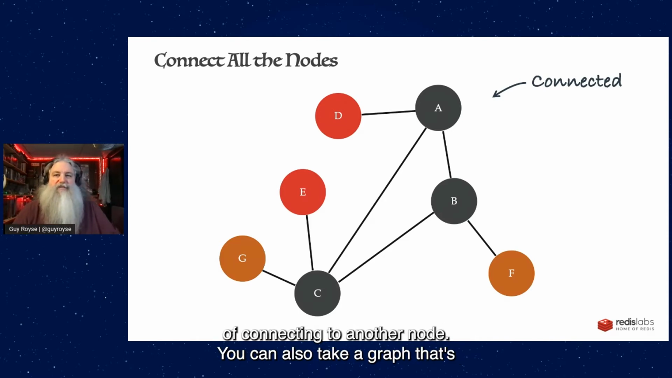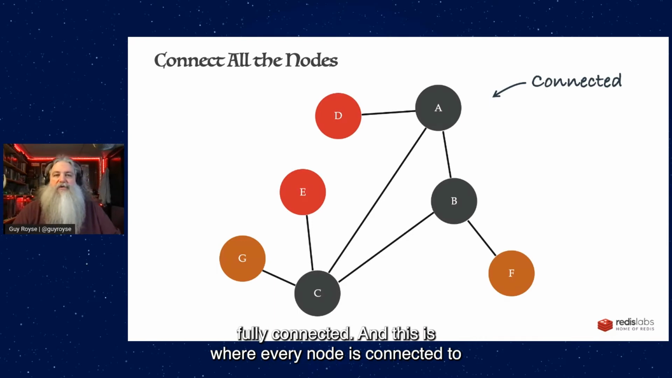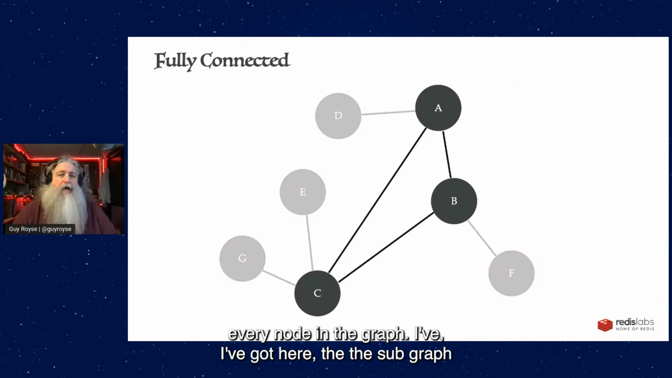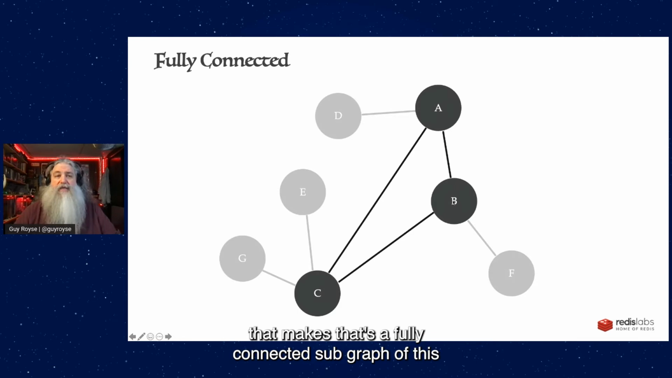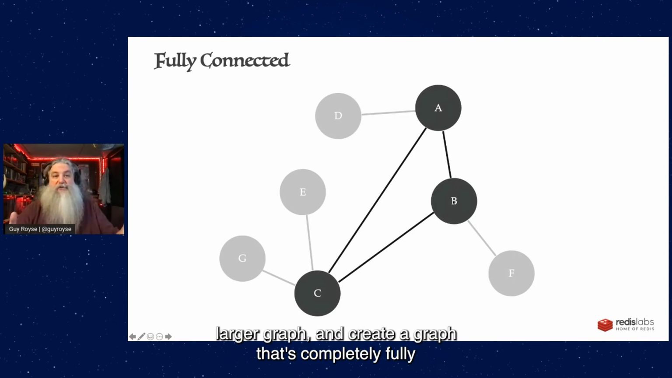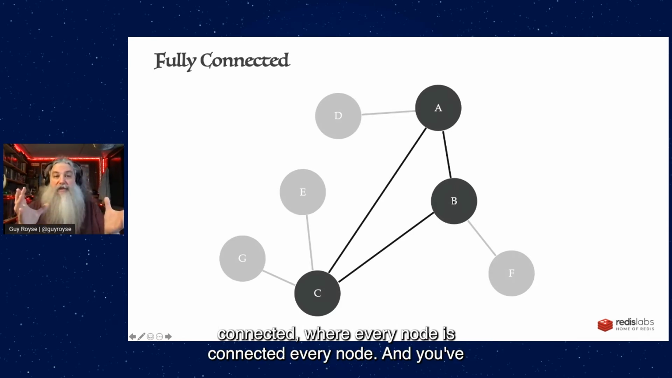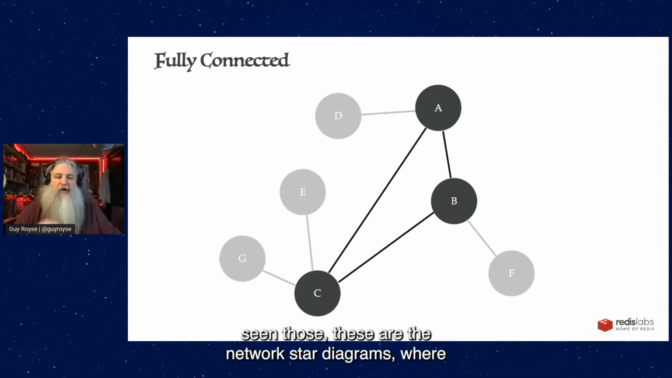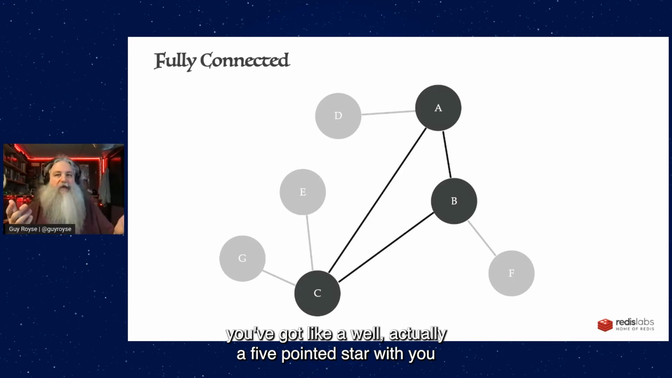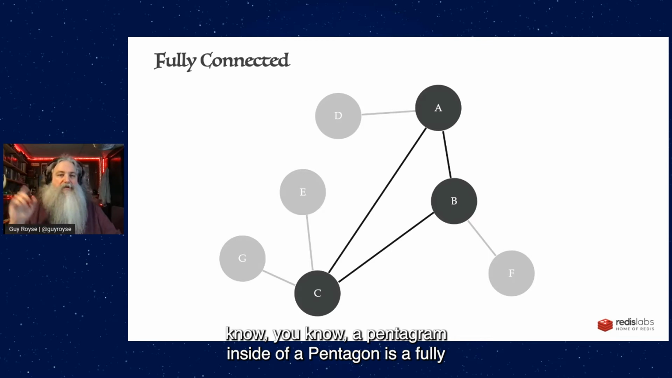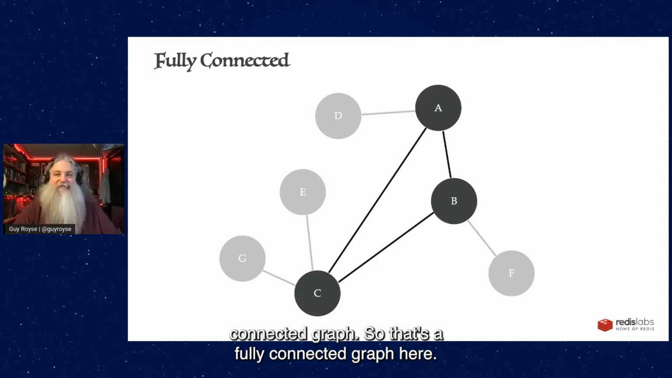You can also take a graph that's fully connected. And this is where every node is connected to every node in the graph. I've got here the subgraph ABC. They all connect to each other. And so that's a fully connected subgraph of this larger graph. You can create a graph that's completely fully connected, where every node is connected to every node. And you've seen those. These are the network star diagrams, where you've got a 5-pointed star, a pentagram inside of a pentagon, which is a fully connected graph. So that's a fully connected graph here.